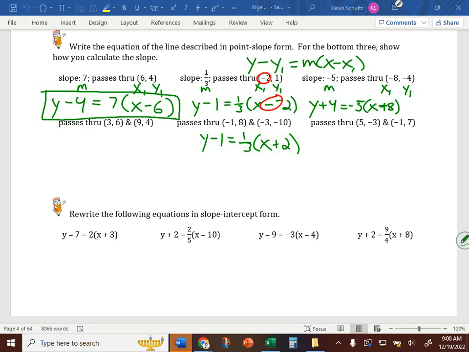Questions on this? The formula itself. So in the bottom 3, I don't give you the slope. Uh-oh. What do we do? Paul. We find the slope. How do we find the slope? Right. Our good old slope formula, right? X1, Y1, X2, Y2, plug them in, get that slope.